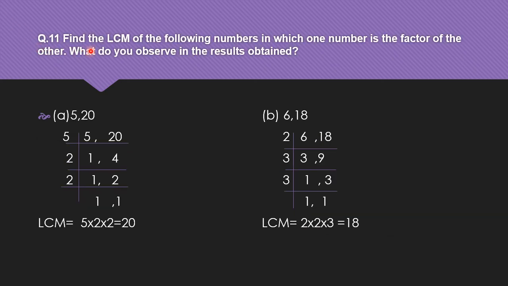Question number 11. Find the LCM of the following numbers in which one number is a factor of the other. What do you observe in the result obtained? First, 50 and 20. LCM is 20. Second, 6 and 18. LCM is 18.